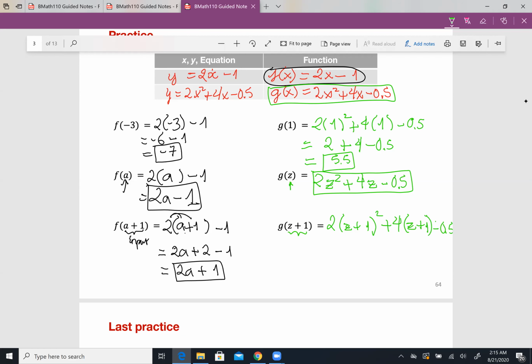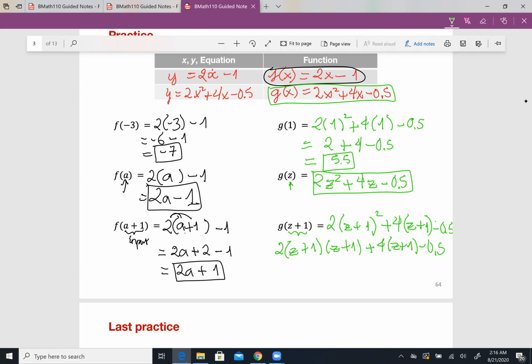Okay. So I will have to maybe simplify this by using 2 times (Z plus 1) times (Z plus 1). If you don't remember the formula for (Z plus 1) squared, you can split it into two factors like this. And then plus 4 times (Z plus 1) minus 0.5.